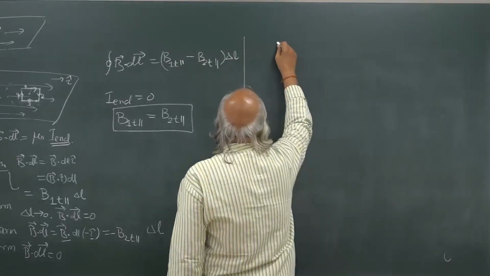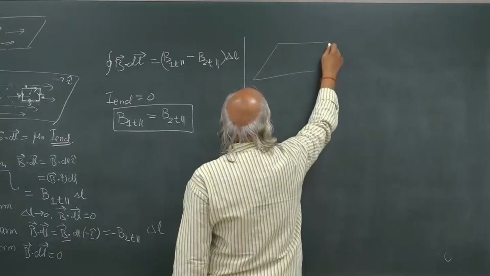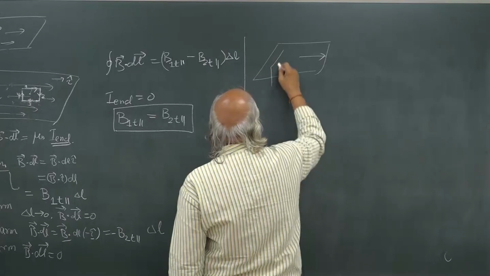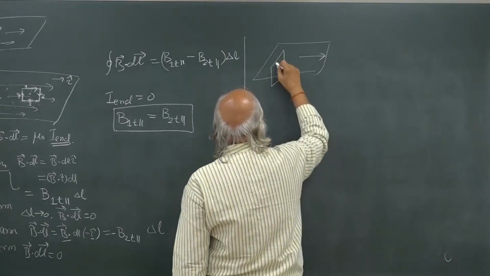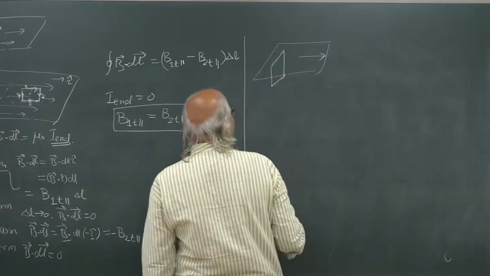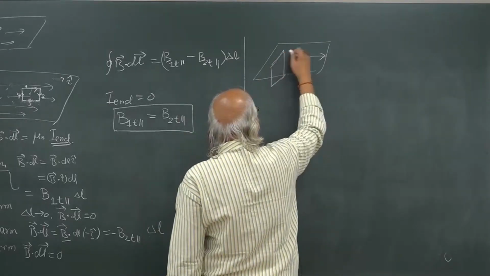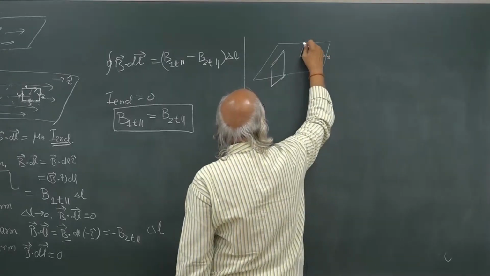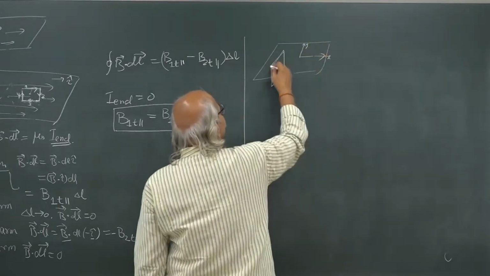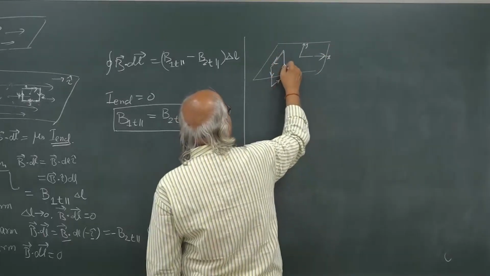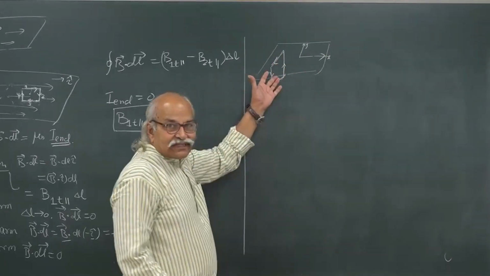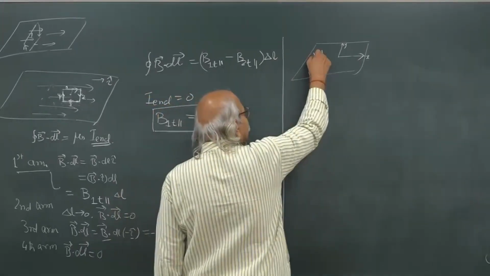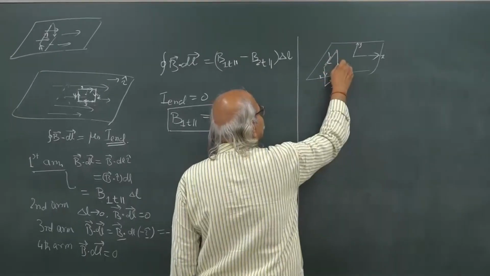So, now we have the plane is here, the current is this way, and our loop is this way. This is up and this is down, and you can take any direction. If this is x direction, and let us say this is y direction and this is z direction, we take the loop this way. It does not matter, I can take the other way also, same results. Then arm number 1, arm number 2, arm number 3, arm number 4.